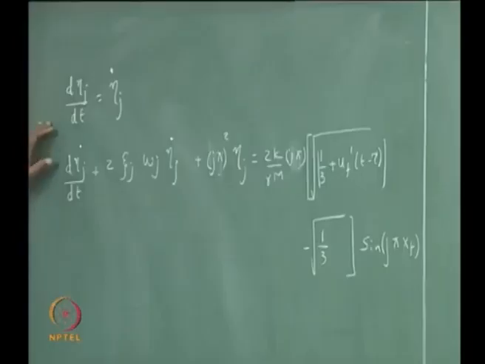So what we have are these two equations: d eta j over dt equal to eta j dot, and the second equation, which is coming from the energy equation, is written for d eta j dot.